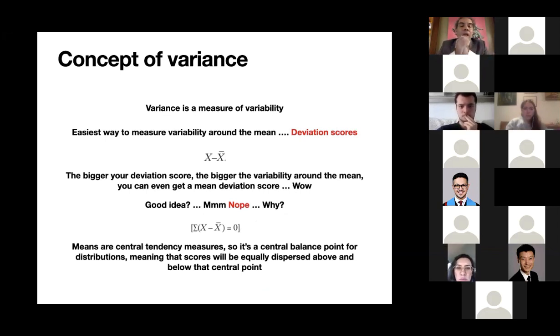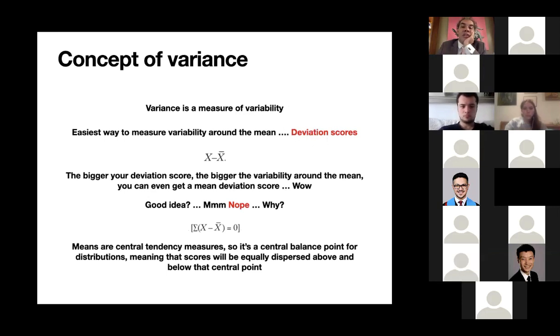Now I'll talk about variance. Variance is very important. Variance is part of descriptive statistics, but you need to understand this pretty well because this is the basis of an ANOVA, which is analysis of variance. So variance is a measure of variability. So how can I measure the variability, or the dispersion of my scores around the mean? The easiest way to do that is by having some deviation scores.